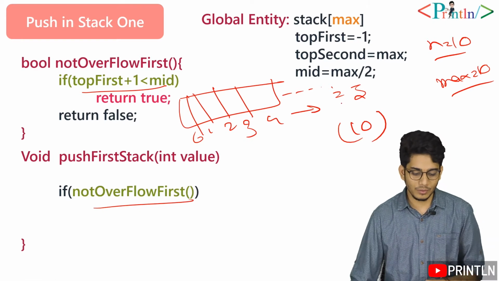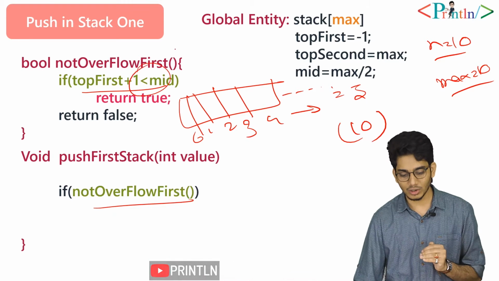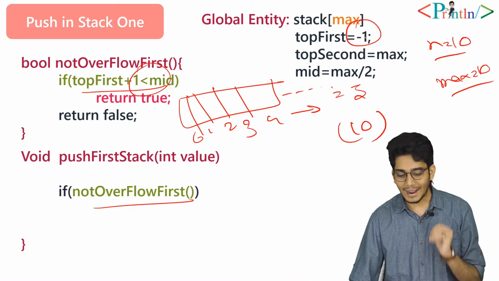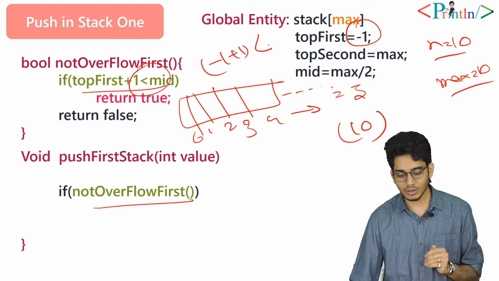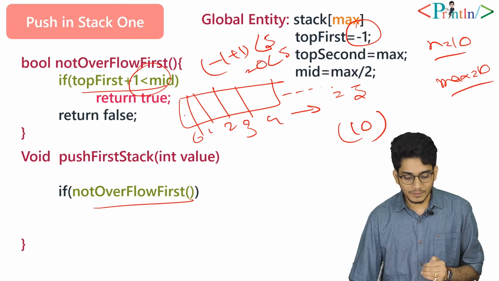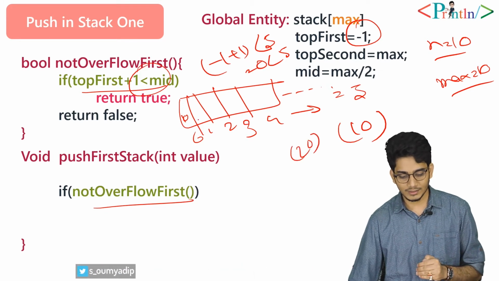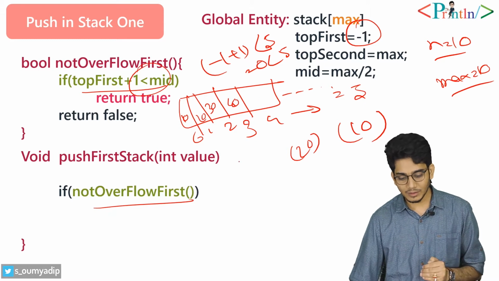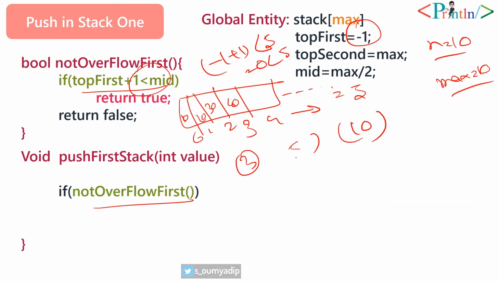Now we'll check whether top first plus 1 is less than mid or not. What is the value of top first? The value of top first is -1. So we check whether -1 plus 1 is less than mid. The value of mid here is 5, so 0 is less than 5 and we'll insert 10. Now let's insert 20 here, 30 here, 40 here. Now the value of the top is 3, if we are trying to insert 50.